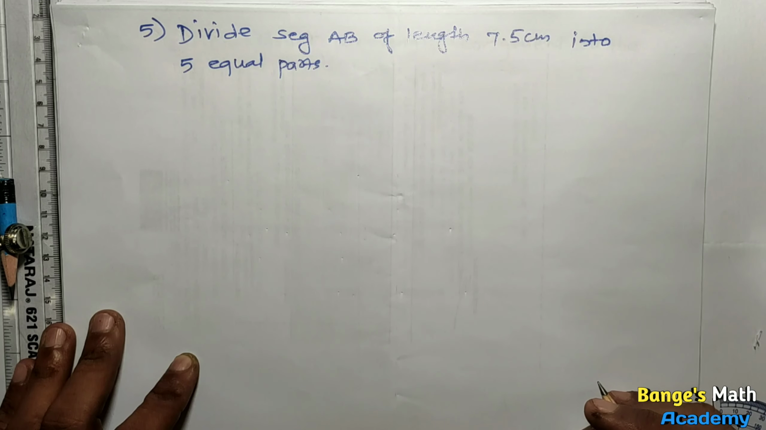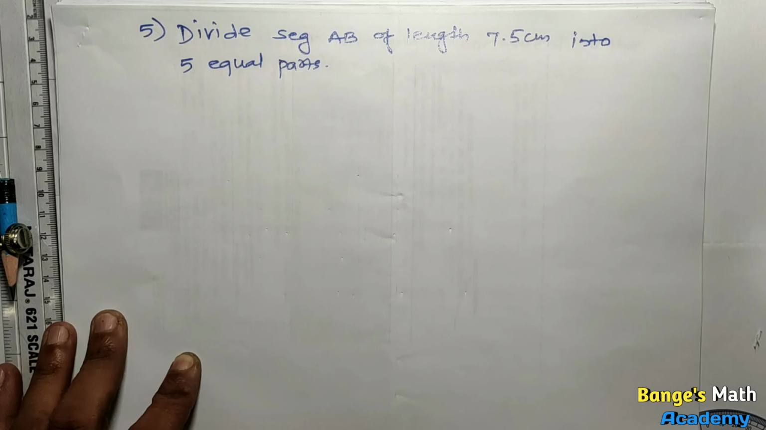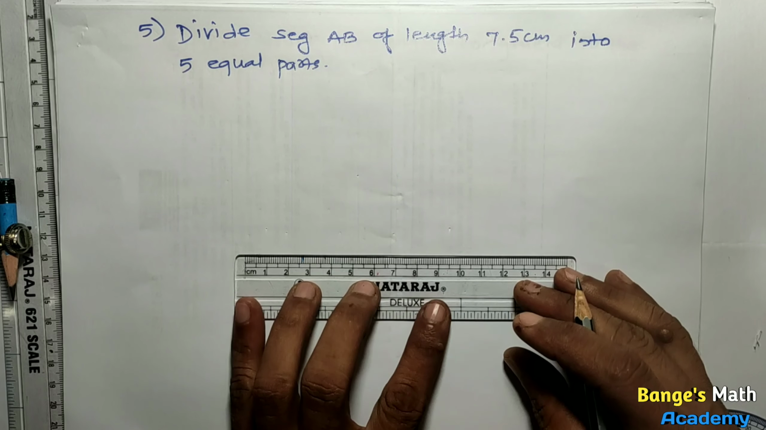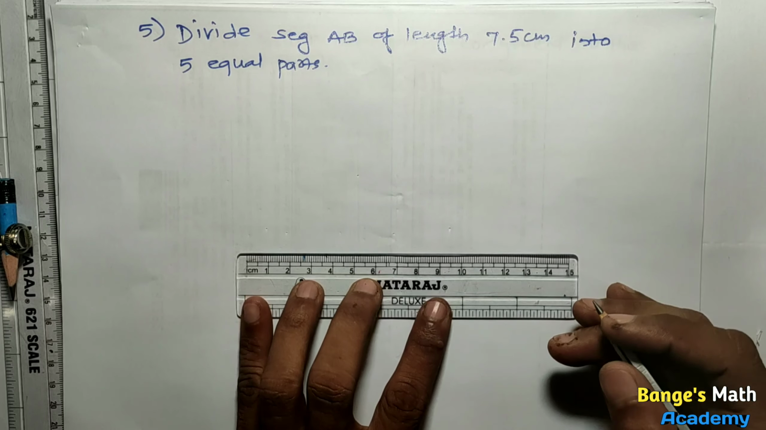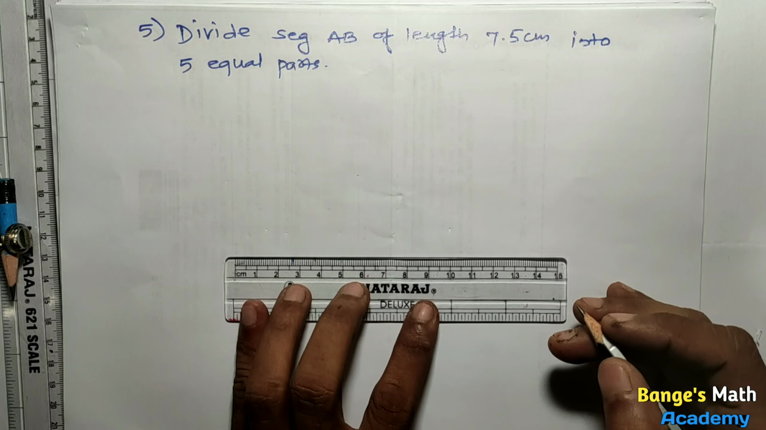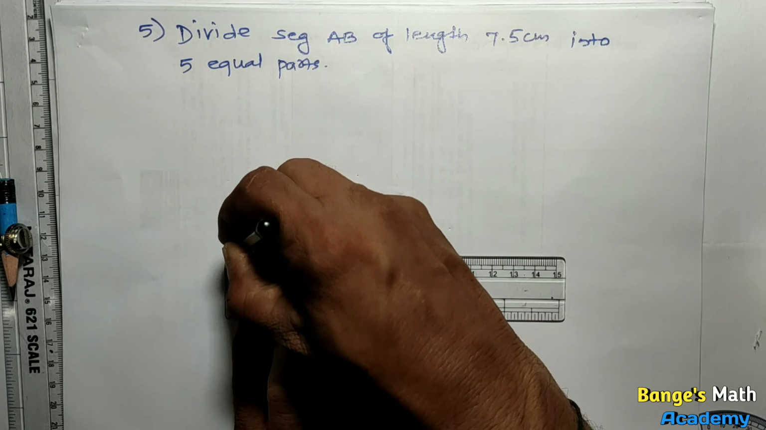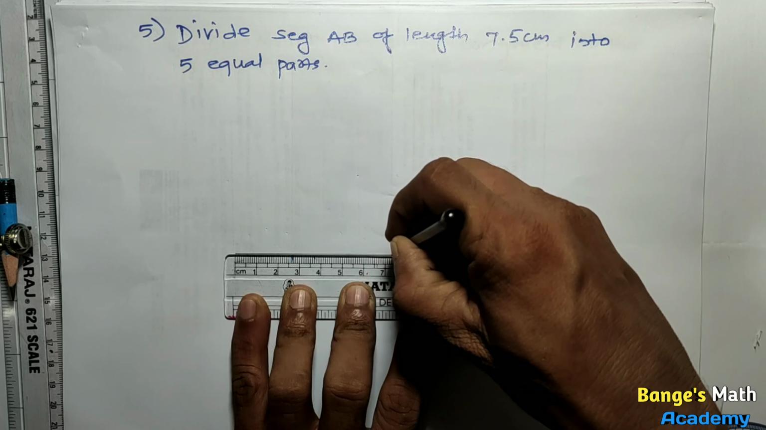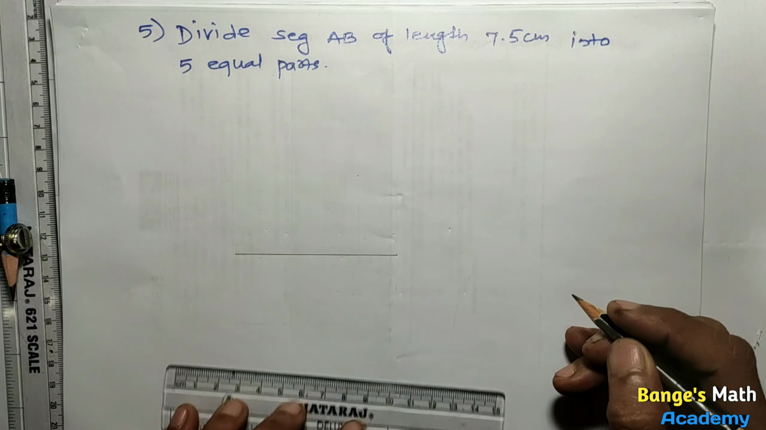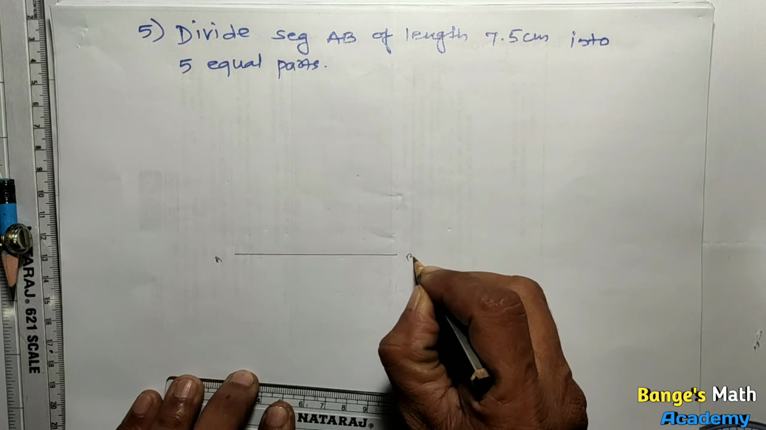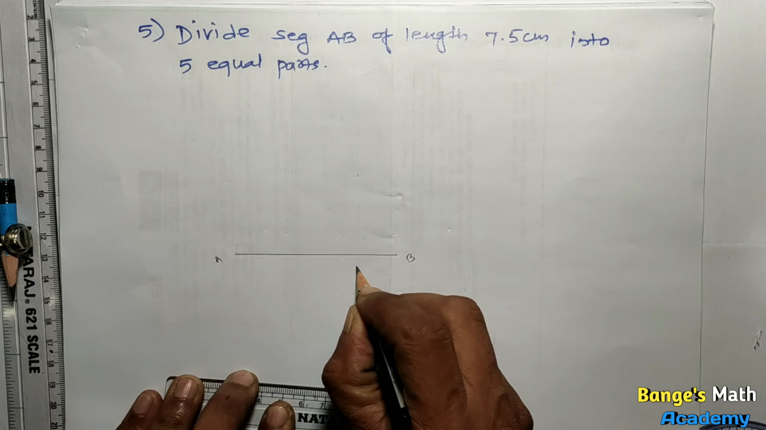Divide segment AB of length 7.5 cm into 5 equal parts. So we have to divide segment AB into 5 equal parts. So draw segment AB of length 7.5 cm with the help of a ruler. The length of segment AB is 7.5 cm.